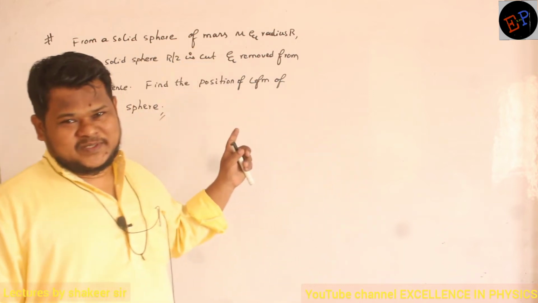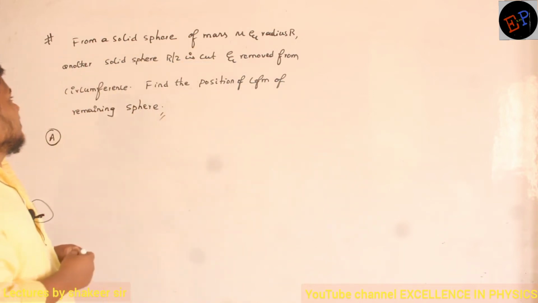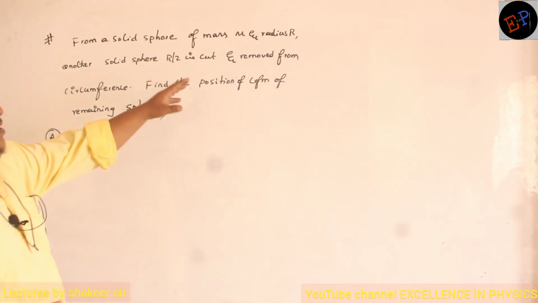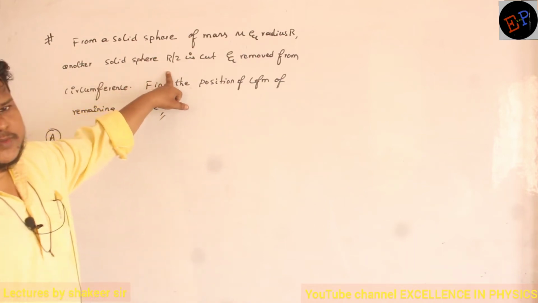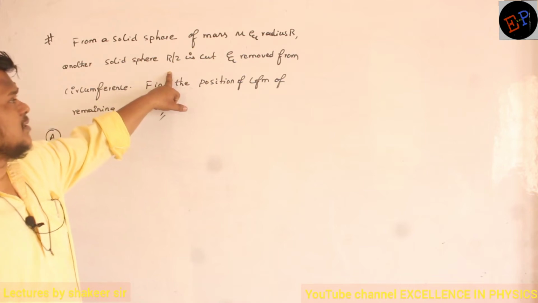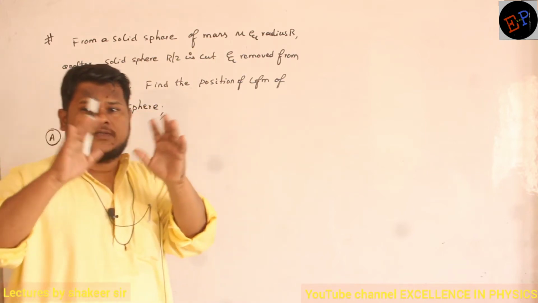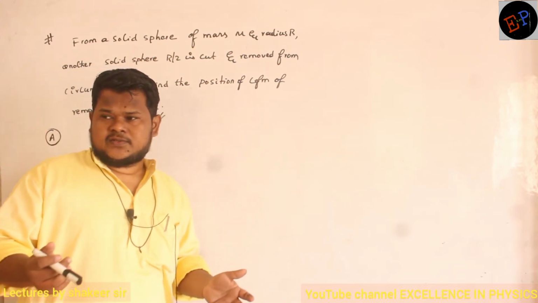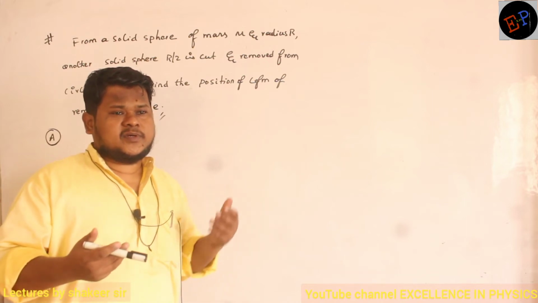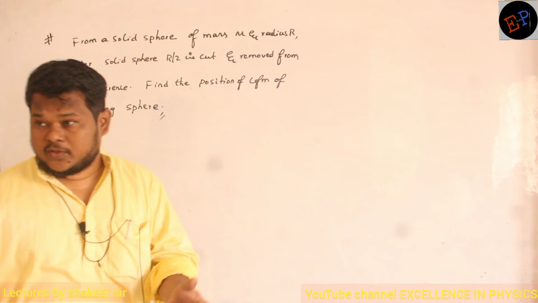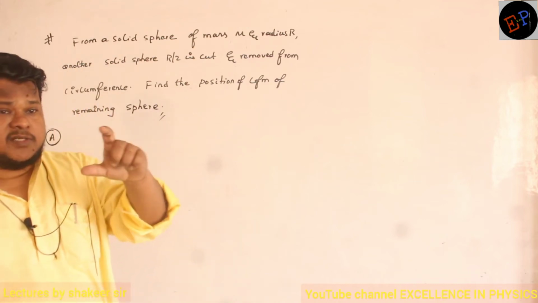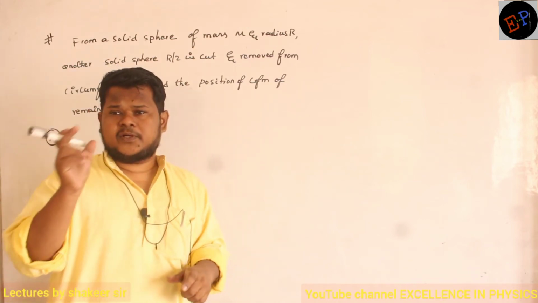This is a solid sphere. Clear? My question is, solid sphere of mass capital M and radius r. From that another solid sphere of r by 2 is cut. Clear? Now this is not a disk. This is a solid sphere. So in a solid sphere, where is mass distributed, in area or in volume? Volume. Mass is distributed in volume. So take the fraction of volumes multiplied by total mass.